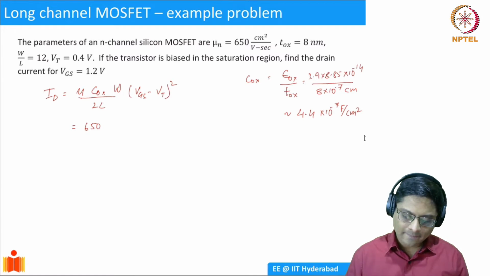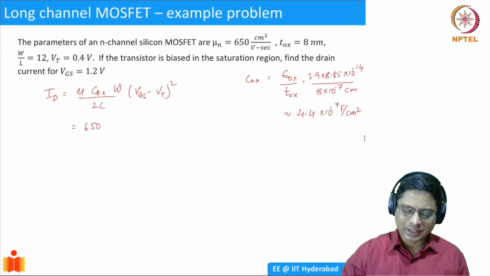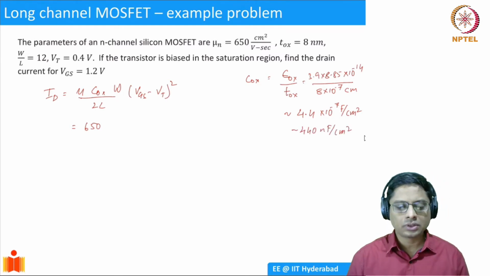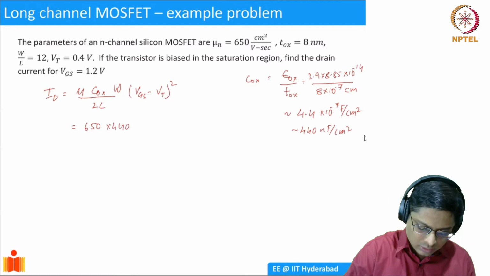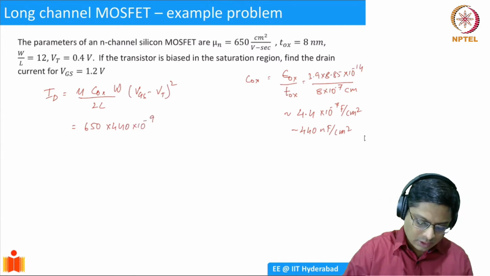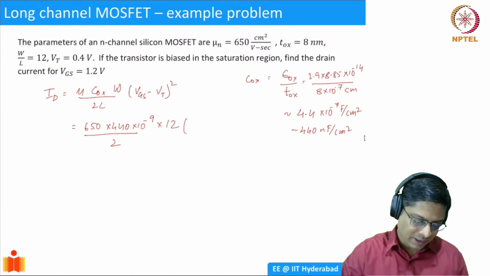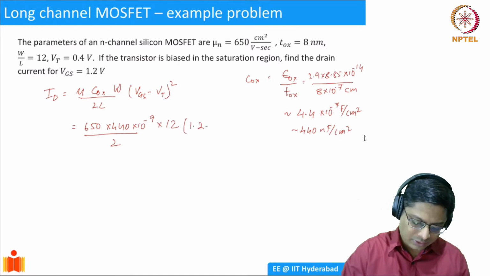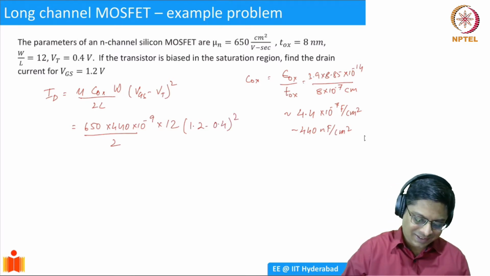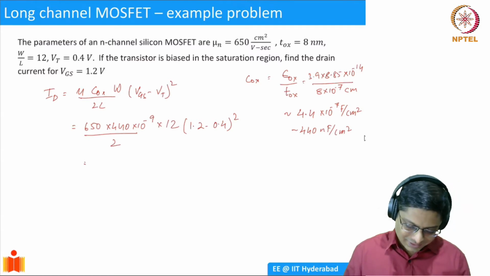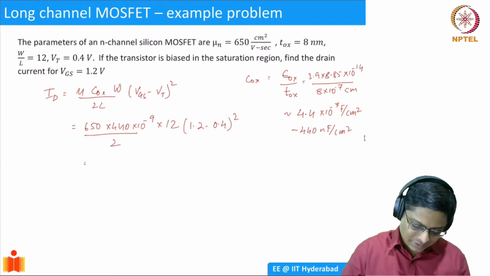That should be 440 nanofarads per centimeter square. That's a typical number. So what will this be now? This will be 440 times 10 power minus 9. W by L is 12. This is divided by 2 into VGS, my VGS is 1.2 minus 0.4 whole square. Well, this is the limit of what I can calculate approximately, I think.